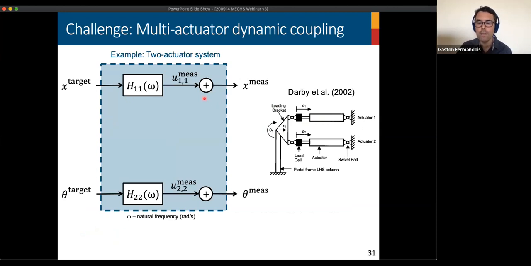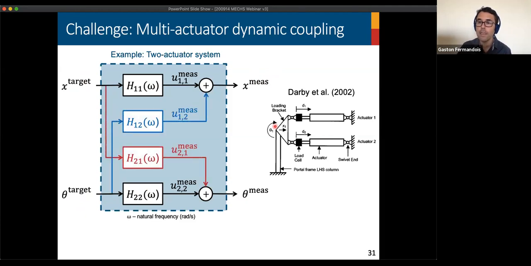Ideally, we will have that these two Cartesian coordinates will be uncoupled. So what this means, basically, if we want to command only pure translation, the measurement of that translation will be given by a transfer function H11, right? And also ideally, if we only command pure rotation, the measurement will be a function of a transfer function H22. There is no interaction between rotation that I command and translation that I measure. This is the ideal case.